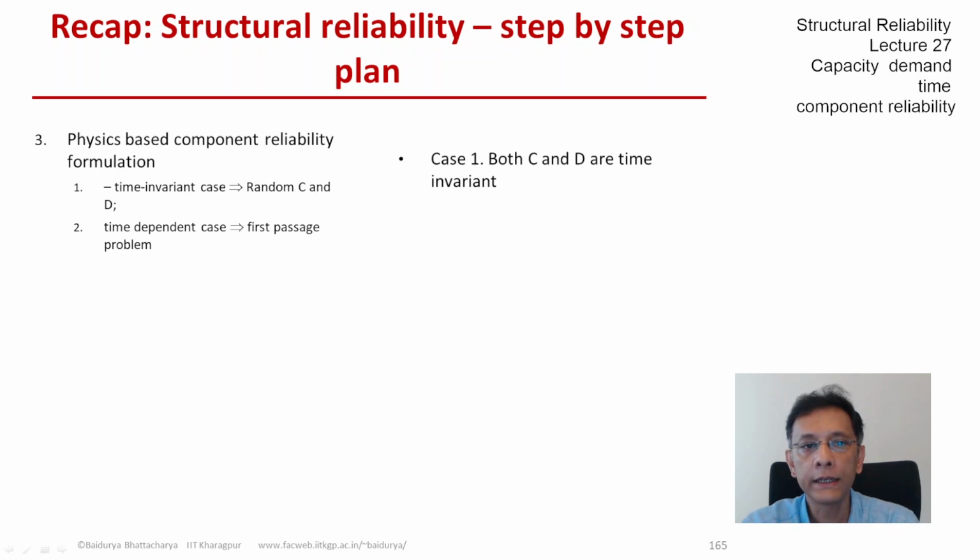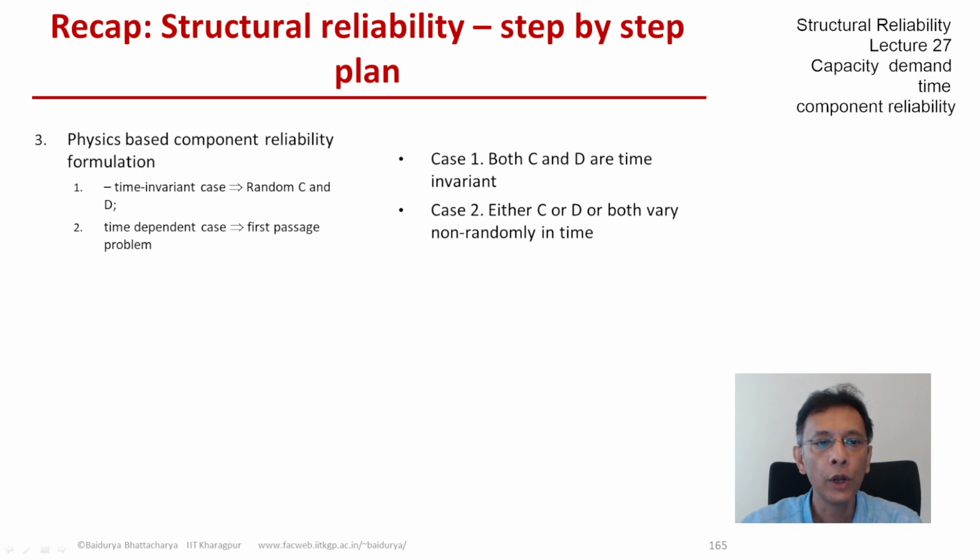And in that context, we learned the first order reliability method, the second order reliability method, Monte Carlo simulations, importance sampling simulations for computing failure probabilities. In case 2, we allowed the capacity and or demand to vary but non-randomly in time.